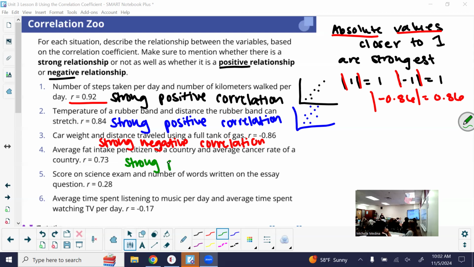Okay, great. So we're saying that based on a lot of data going in that direction, as the fat intake increases, the cancer rate increases as well.